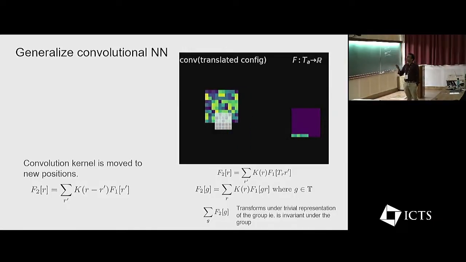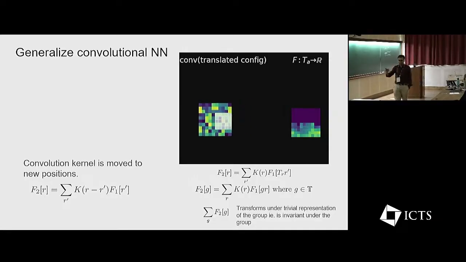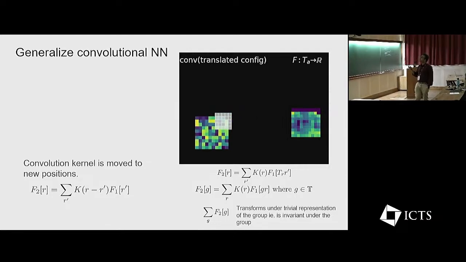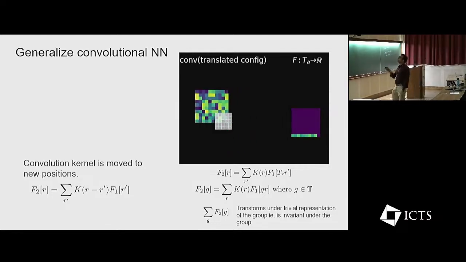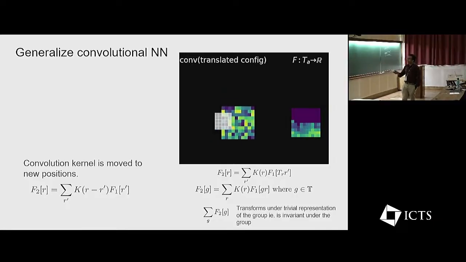And therefore, after convolution, I don't think of it as a new function from the space to degrees of freedom. I think of it as a function from group operations to real numbers or complex numbers or whatever the degrees of freedom is. So that can be mathematically written this way. The precise details are not important.